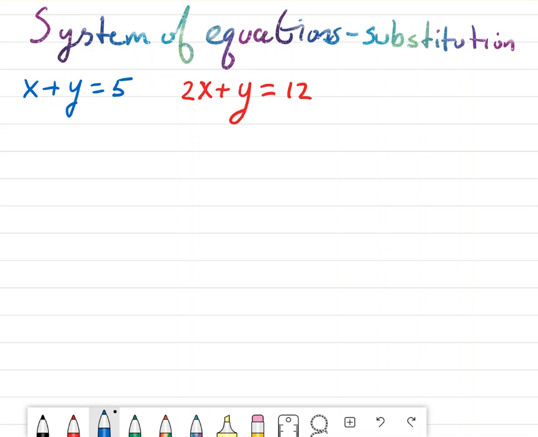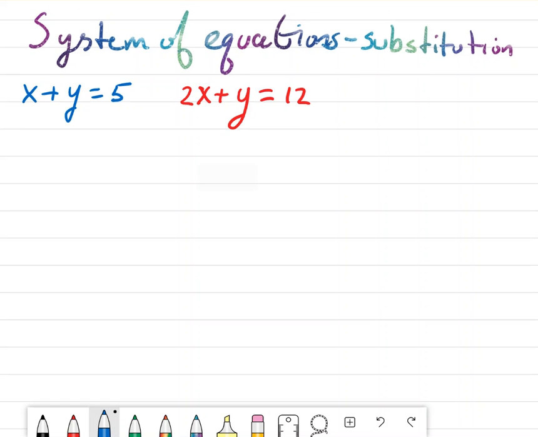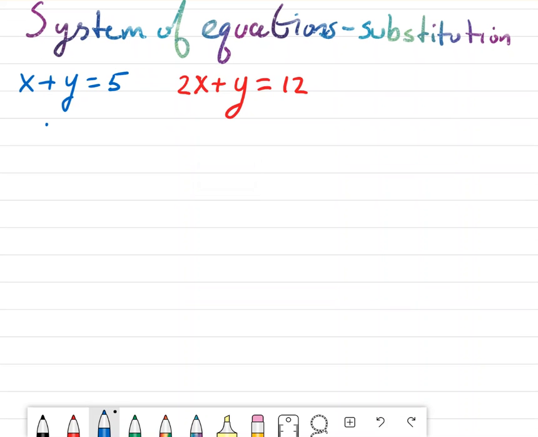If you'll notice, you have x plus y equals 5. Well, if I just move this x over and rewrite it in slope-intercept form, I now have the equation solved for y equals negative x plus 5.